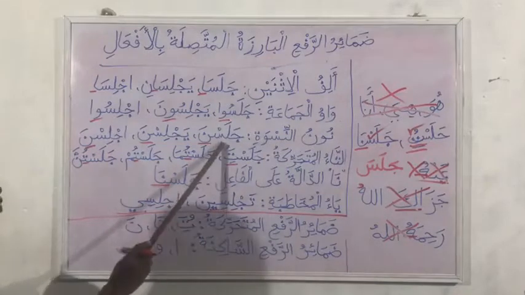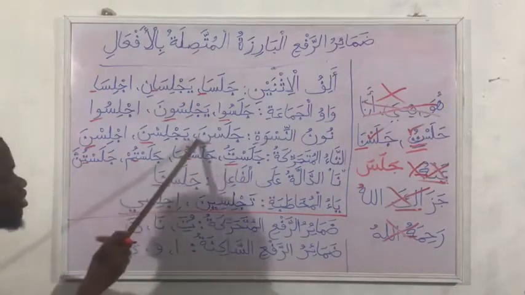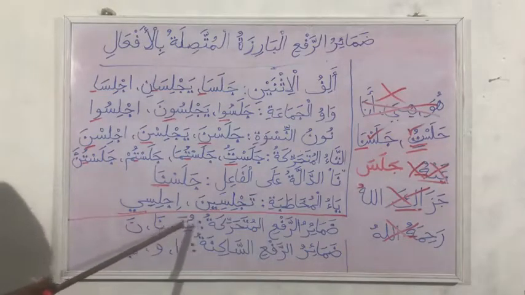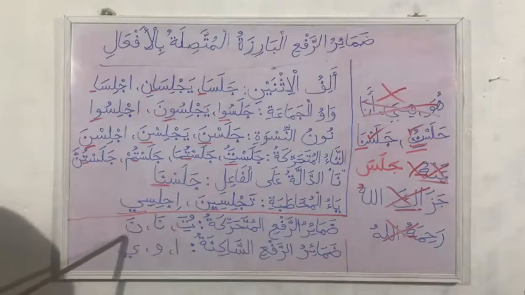for jalasna, so we'll first look at the pronouns that take haraka. We can see the nun al-niswa, like in the example here. Ta' al-mutaharrika, na al-dalalatu ala al-fa'il. You can see the haraka clearly and nun al-niswa.